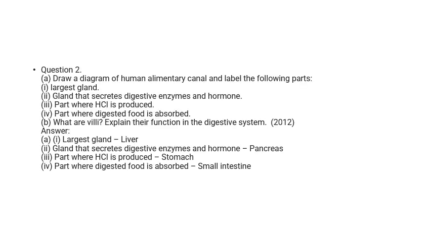Our next question: draw a diagram of the human alimentary canal and label the parts. The largest gland, the gland that secretes digestive enzymes and hormones, the part where HCl is produced, the part where digested food is absorbed. Then explain the function in the digestive system. So the answers: the largest gland is the liver. The gland that secretes digestive enzymes and hormones is the pancreas. The part where HCl is produced is the stomach. The part where digested food is absorbed is the small intestine.